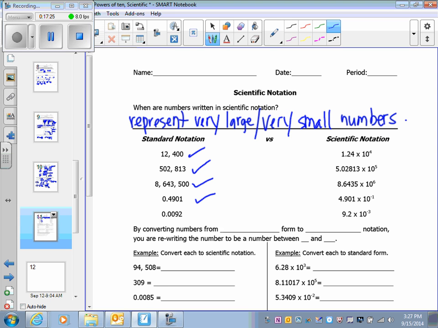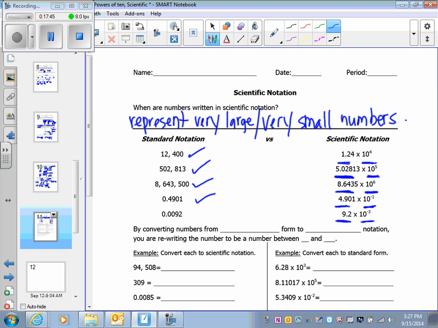Scientific notation is some number times 10 to some power. If you notice, all of these numbers are between 1 and 10. So the first number is between 1 and 10, and then we multiply it by some power of 10. And I'll explain that more here in just a second.